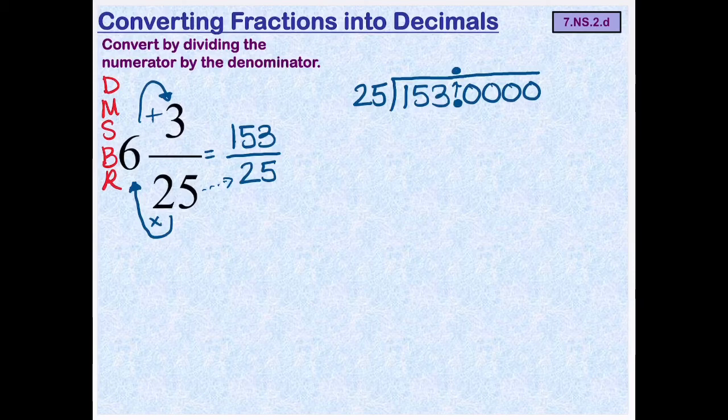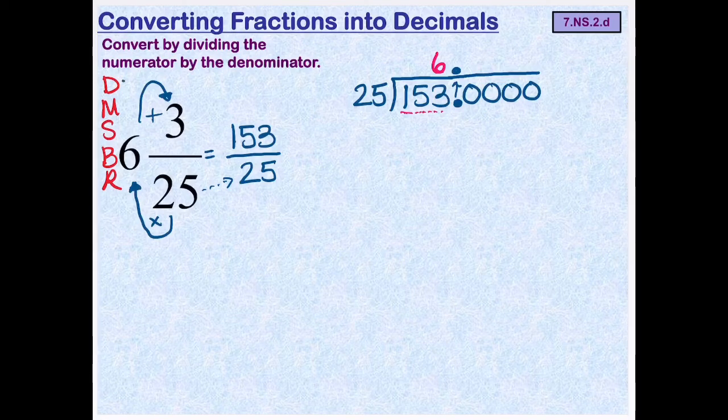Okay, so now let's follow that dad, mom, sister, brother, rover algorithm. Divide, multiply, subtract, bring down, repeat. Divide, multiply, subtract, bring down, repeat. You want to get that in your head. You want to be able to do that automatically, like you're on autopilot. Okay, so 25 does not go into 1. 25 does not go into 15, but it does go into 153. So it goes into it 6 times. We're going to put a 6 in the quotient.